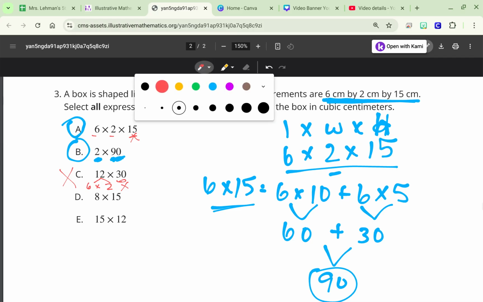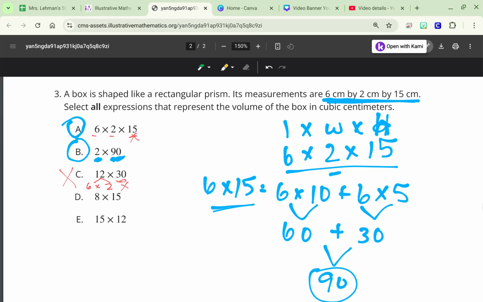So let's go ahead and take a look at D. And again, I'm going to do that in kind of a different color. So I'm seeing the 15 that I need to see, but within the 8, I'm not seeing the 6 times 2. Instead, they did 6 plus 2, which is not the way that we're going to examine and think about volume. So D is not an answer choice that we should have selected.